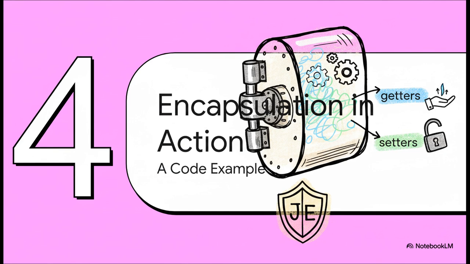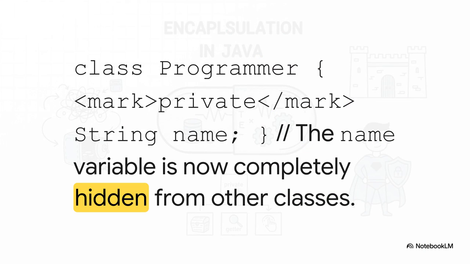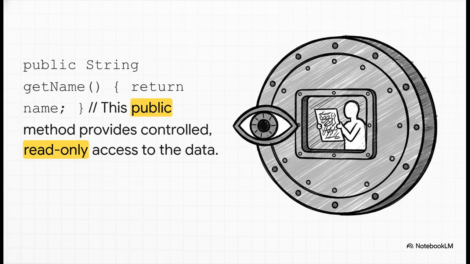This is where you're going to see just how simple, but also how incredibly powerful this all is when you put it into practice. So, here we have a programmer class, and notice the very first thing we did. The name variable is marked private. Boom, step 1 is done. The vault is locked. No other class in our program can just reach in and grab or change programmer.name. It's totally hidden.